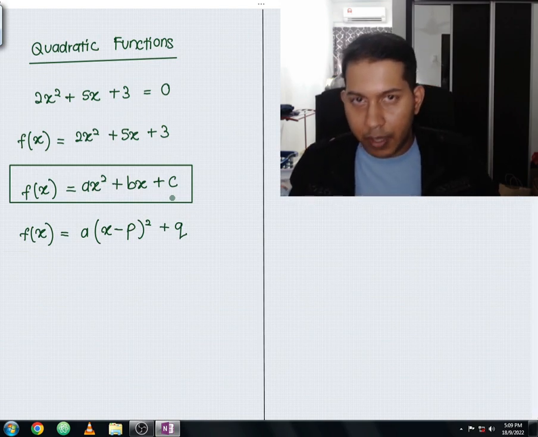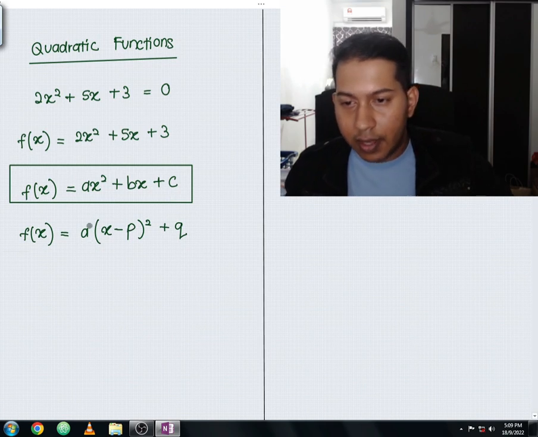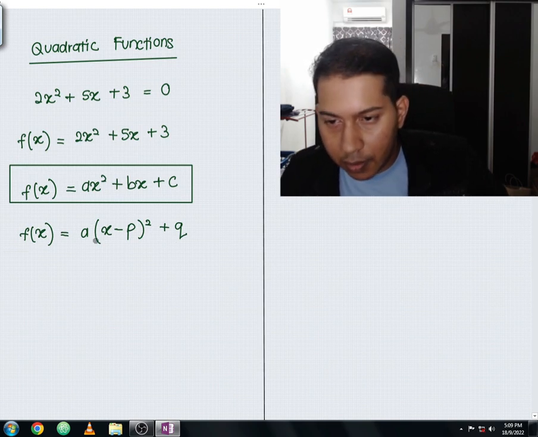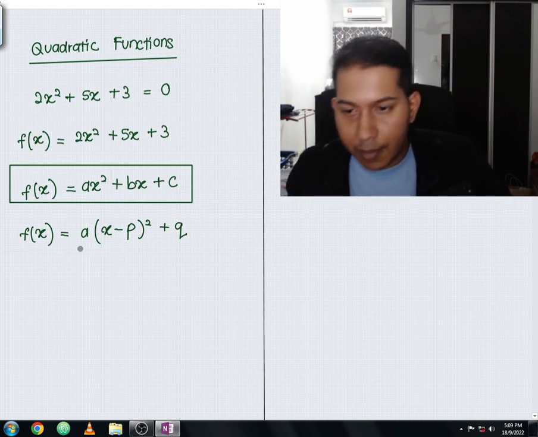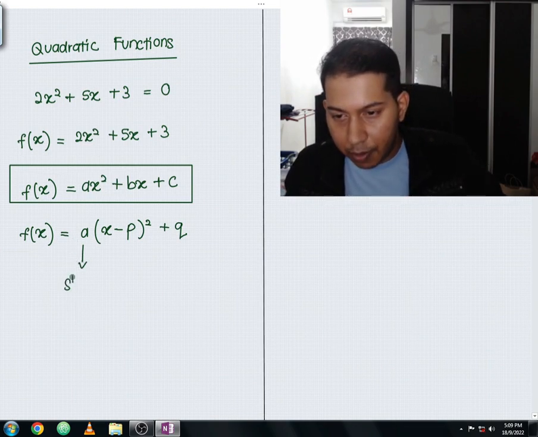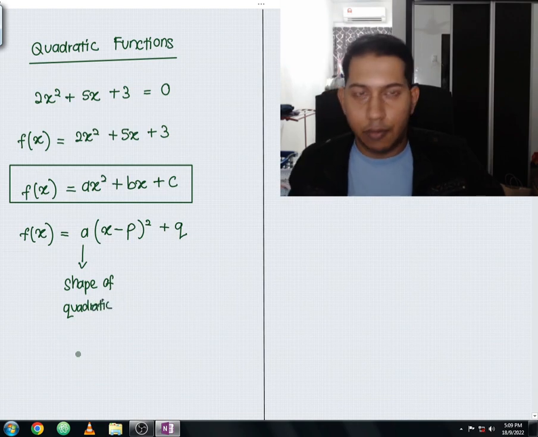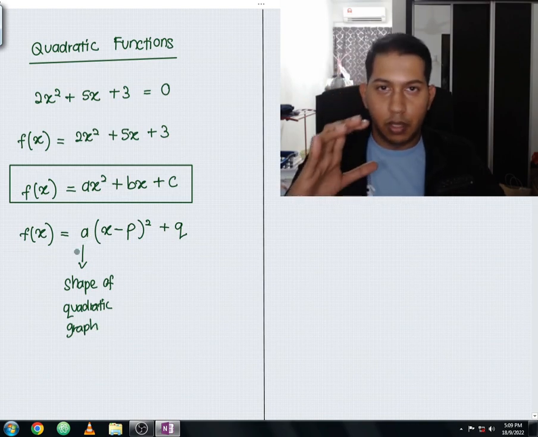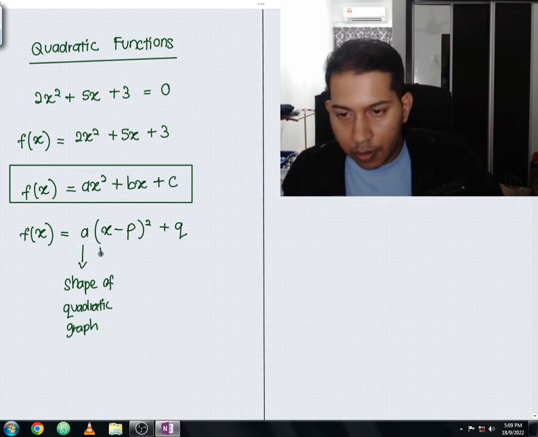Let me explain one by one what these parts represent. Let us start with the coefficient a. This coefficient a determines the shape of the quadratic curve, or you can also write quadratic graph. This is the purpose of the coefficient a. The x minus p represents the axis of symmetry.